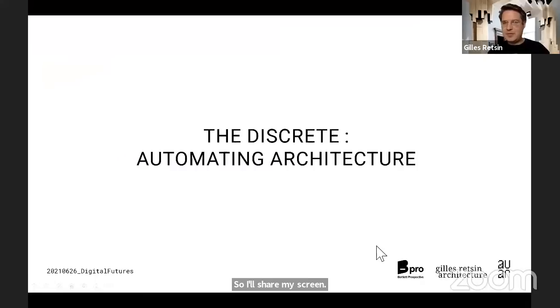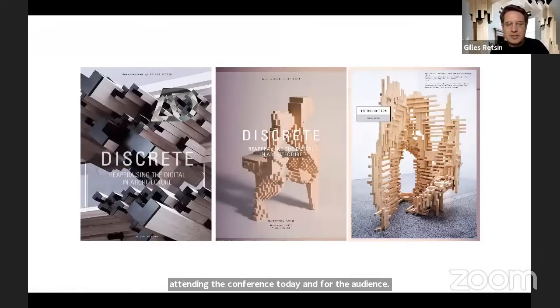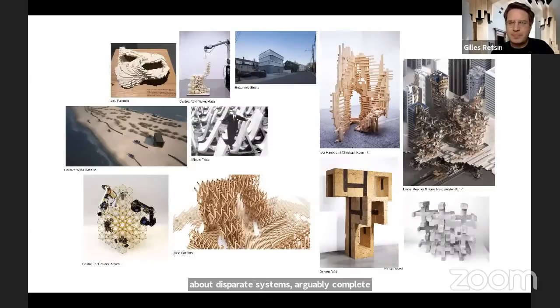Right. So my talk today is titled The Discrete Automating Architecture, and I really want to unpack a little bit the various aspects of the discrete for everyone attending the conference today and for the audience. So we published this issue of AD now about 2 years ago. It's about time to also bring back together everyone who was in this issue to evaluate where the discourse is now and where we are now with thinking about discrete systems. Arguably, it has had quite a big impact globally. There's a lot of new plugins also being developed for Grasshopper and various other platforms where people are experimenting.